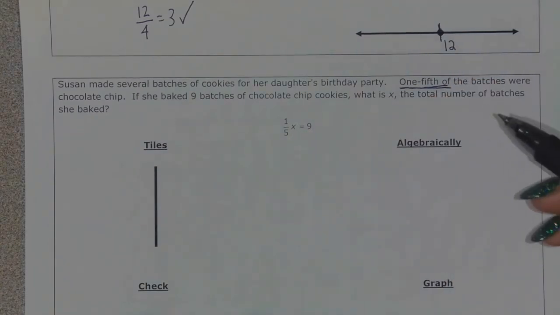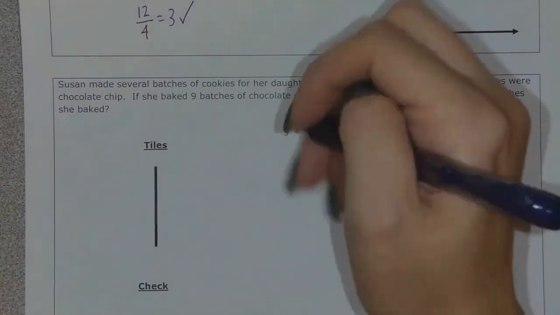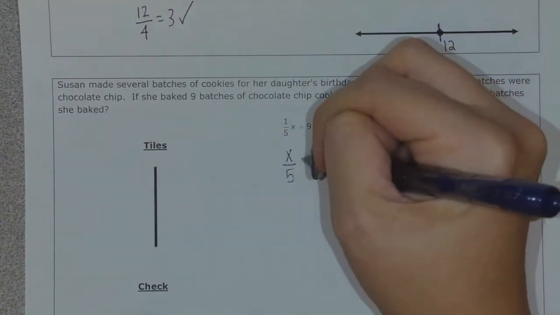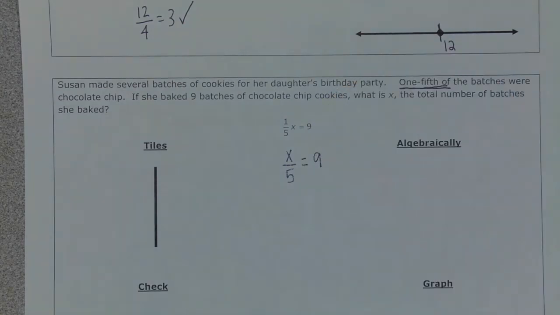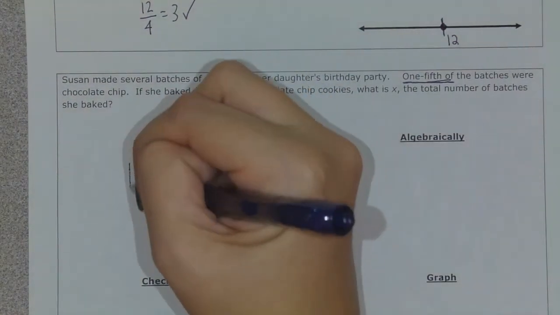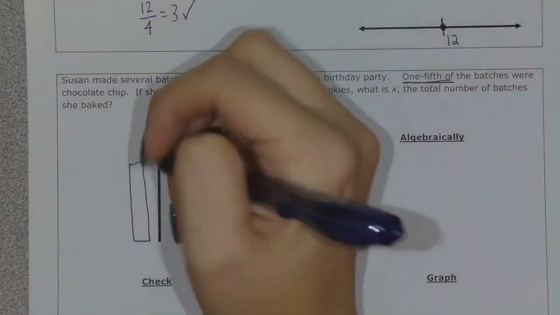I'm going to rewrite it to look like a division problem. So I'm going to get rid of the numerator of 1, and I'm going to switch it out for x. So x over 5, or x divided by 5, gives me 9. So remember, this means I'm taking one x piece, and I'm dividing it into 5 separate sections.